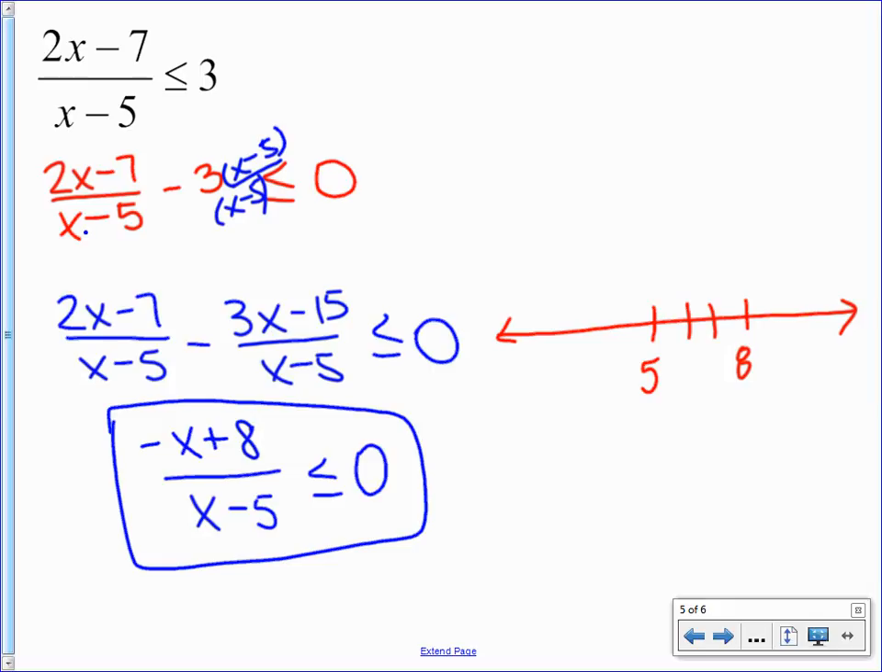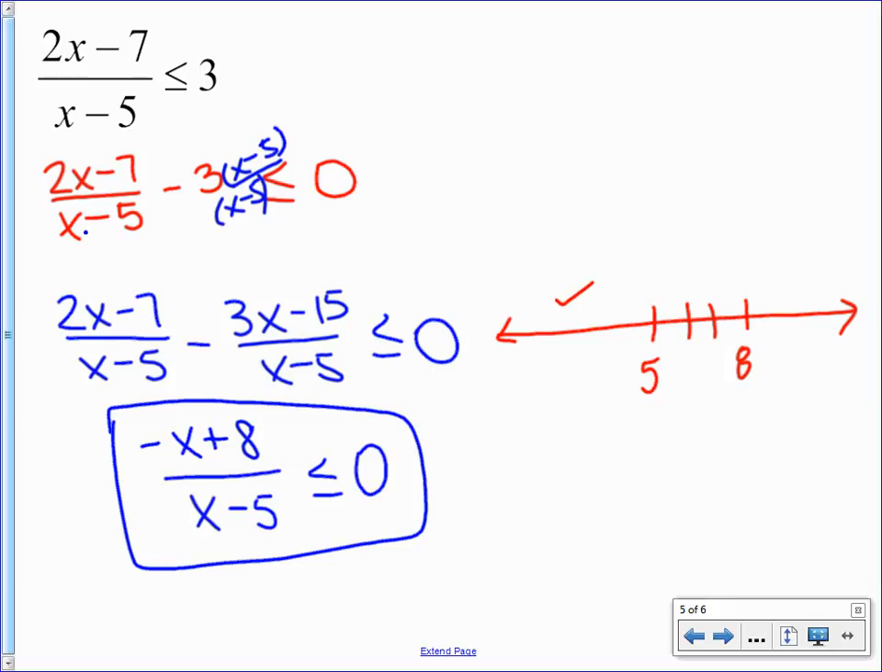Now, let's test some intervals. What's something to the left of 5 that we can pick? 4? Okay. When we plug a 4 in here, it would be 4 over negative 1. So if we plug in 4, this is negative. Is that what we want?